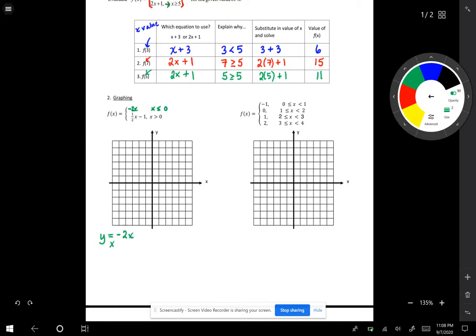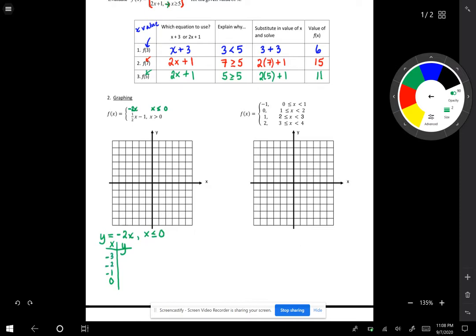And remember, for this particular one, we can only pick values of x that are less than or equal to 0. So let's write that down here. That's the domain restriction. So we can pick 0, but everything has to be negative after that.